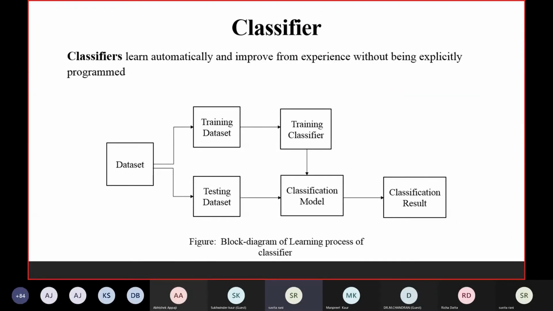Then this is a simple diagram of how a classifier works. We already know what ML is from the earlier session. The sir explained what machine learning is and what a classifier is. Generally, a classifier automatically improves its learning with the help of the data which we feed. First, the data is divided into training and testing. In the training phase, the classifier builds a model, which is called a classification model, and the testing data is tested on that classification model, and they give the classification result.